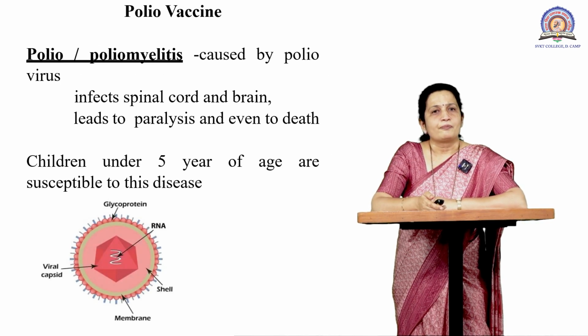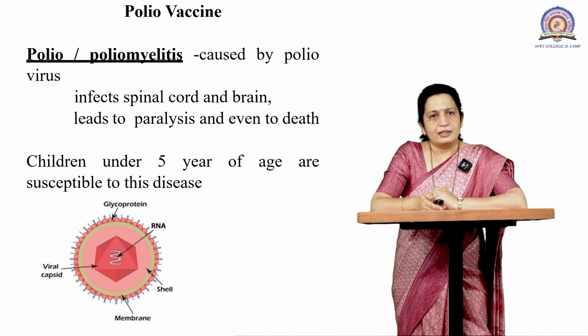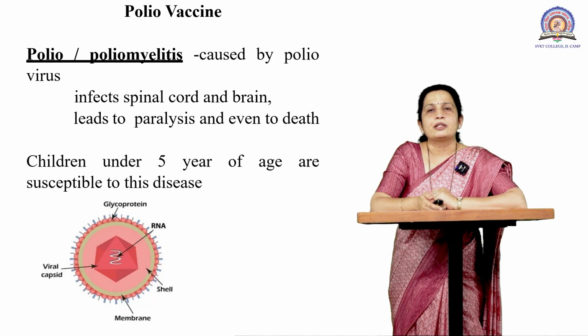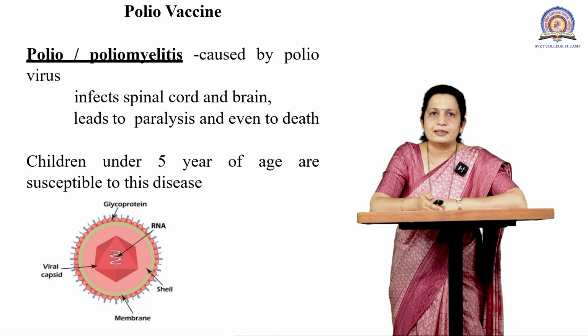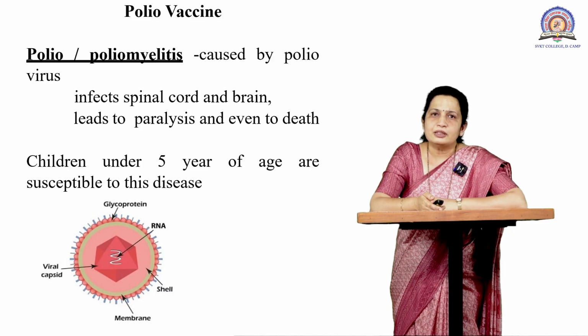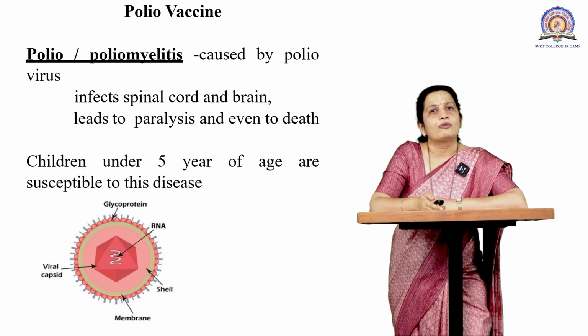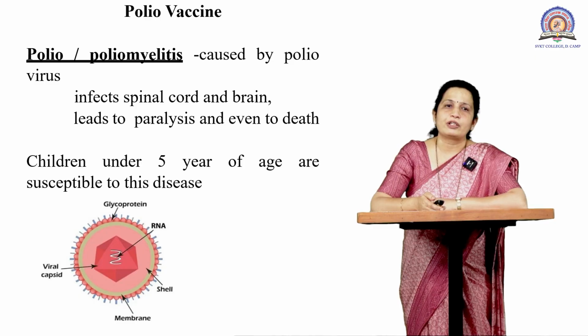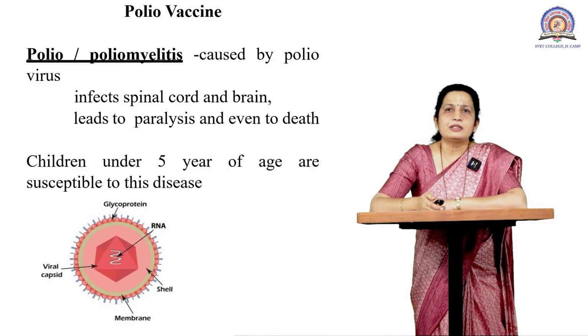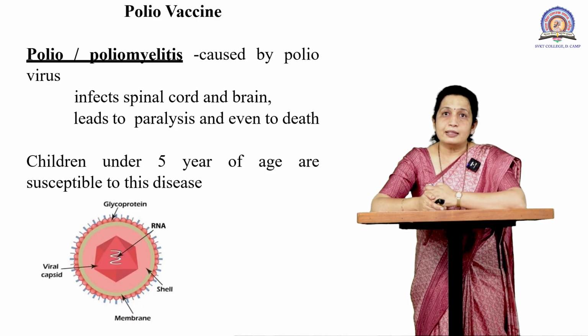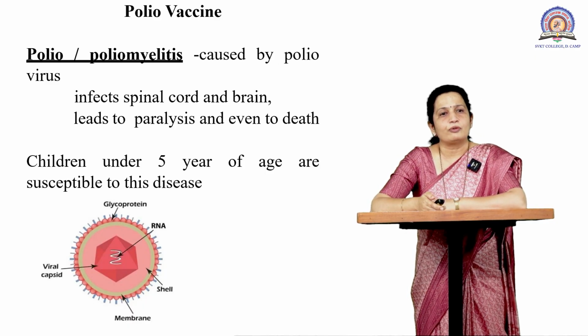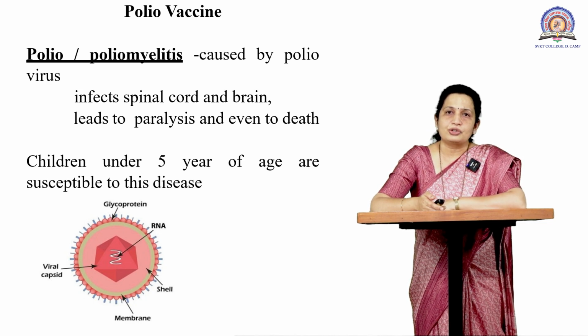Polio vaccine is against the disease polio, also known as poliomyelitis. This disease is caused by the polio virus. This virus infects the spinal cord of the human being as well as the brain. Because of this infection of the spinal cord and brain, paralysis develops, and sometimes there may even be death of the patient. Generally, children below 5 years of age are most susceptible to this disease.